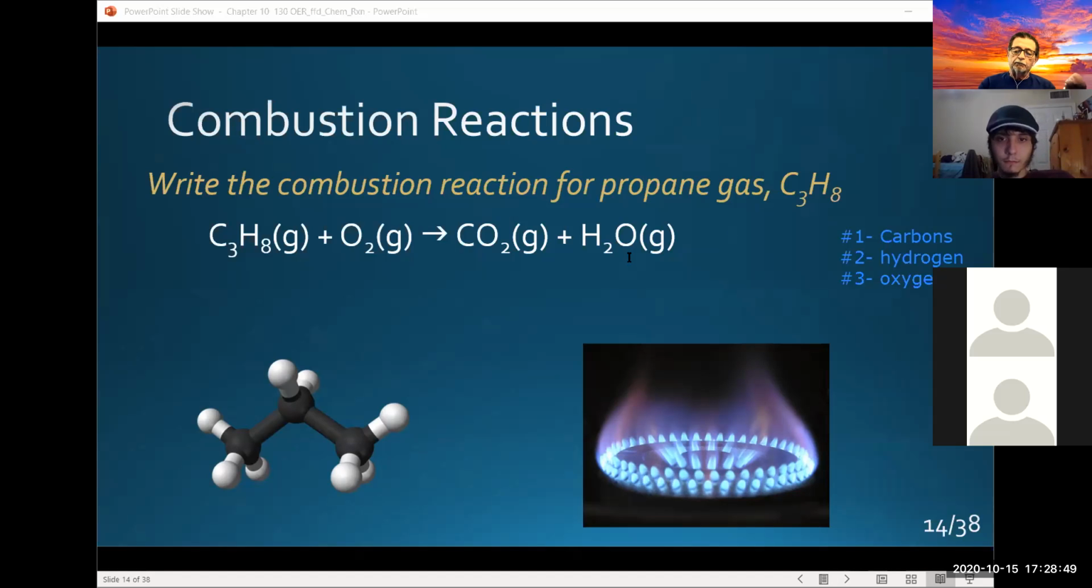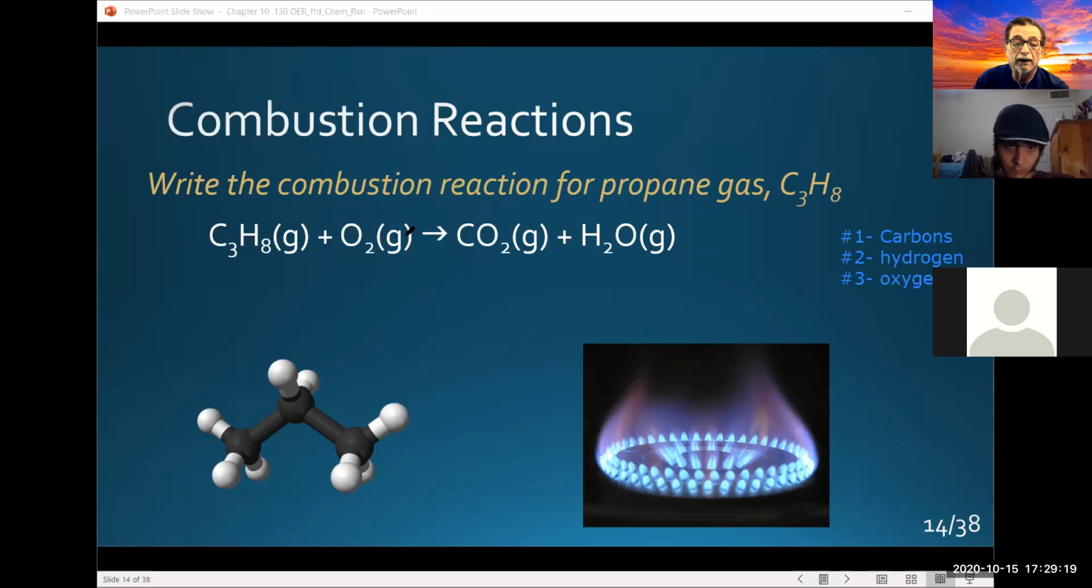So those are your steps to balance combustion reactions. If you look at this reaction, you have 3 carbons on the left-hand side. So if I put a 3 there, that balances my carbons.